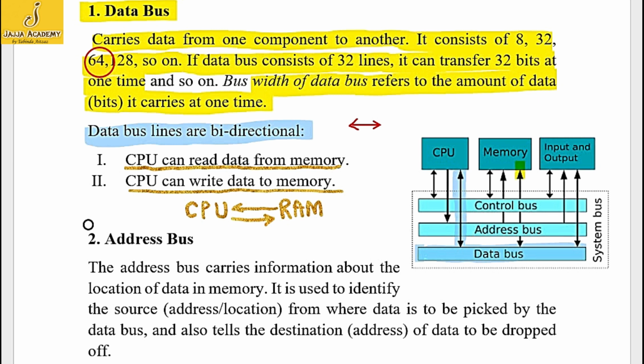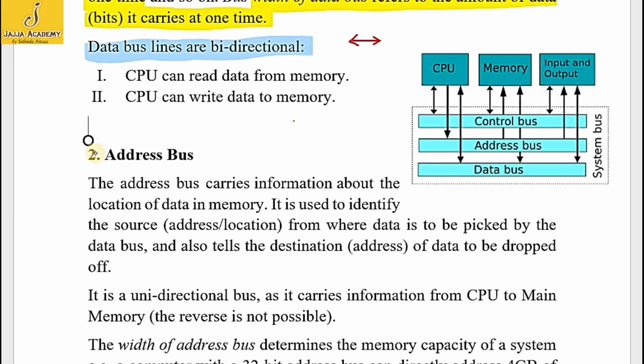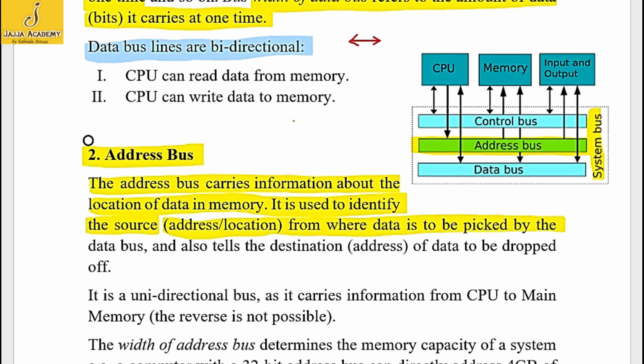And the data bus is always in bidirectional form, connected to memory, and this is the data bus connected to the input output unit. Now let's discuss the second type of system bus, that is the address bus. The address bus of the system bus is shown here. The address bus carries information about the location of data in memory. So the function of the address bus is that it is used to identify the source. Source means the address or location from where data is to be picked by the data bus.